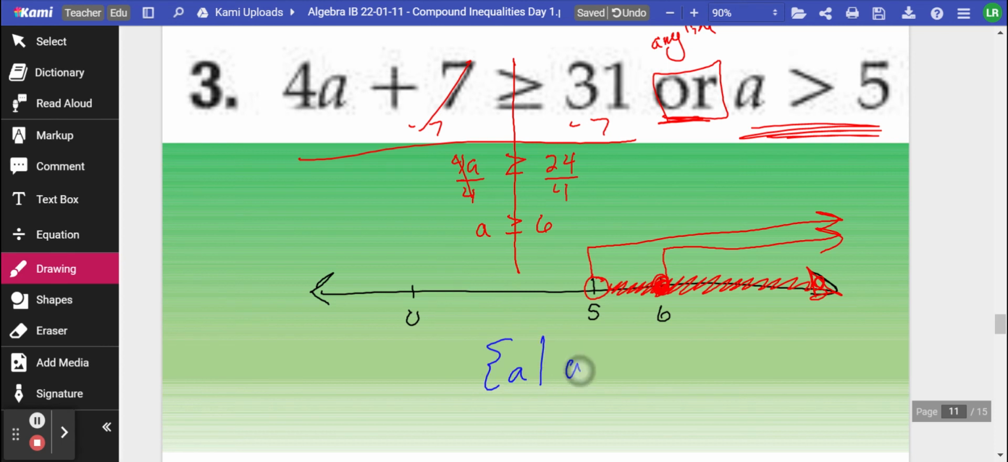A such that A is greater than 5. It is unnecessary and redundant to even talk about the 6.